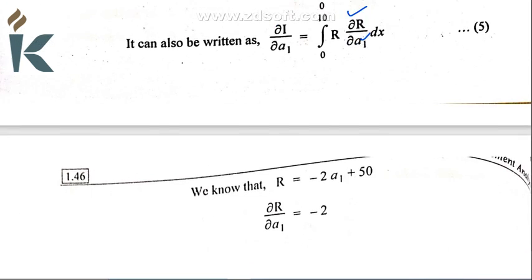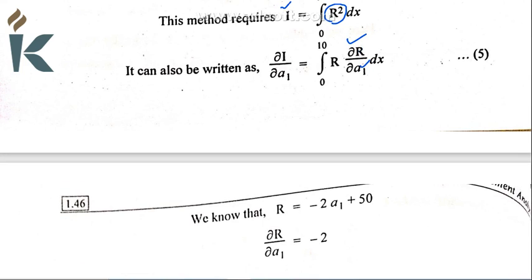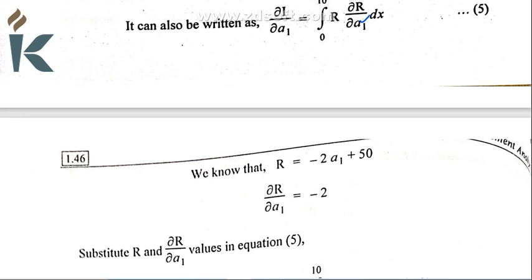We know that the R value is minus 2a1 plus 50. Therefore dou R by dou a1 equal to minus 2. Plus 50 is a constant value, and if you differentiate 50 with respect to a1, that value is 0. Therefore dou R by dou a1 equal to minus 2.